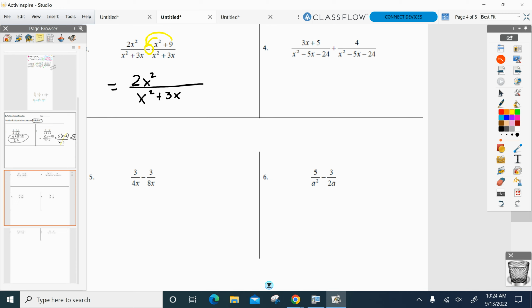Everything. So when I rewrite this on the top, it's going to be minus x squared, but it's also going to be what? Minus 9. You need to distribute that negative all the way through.